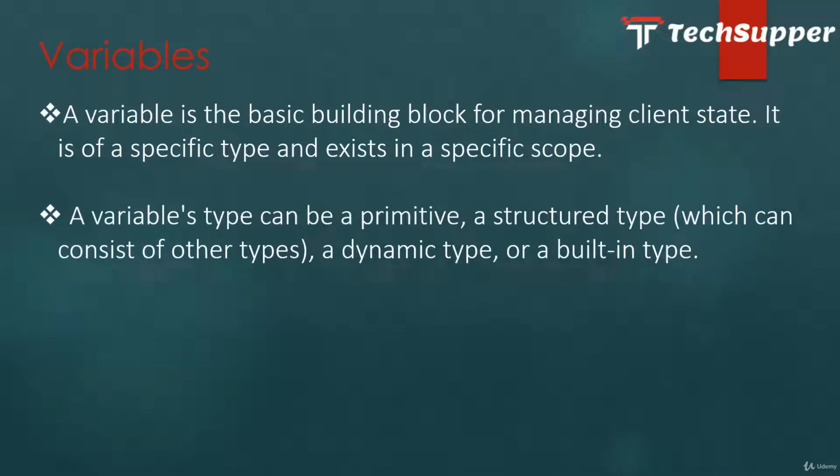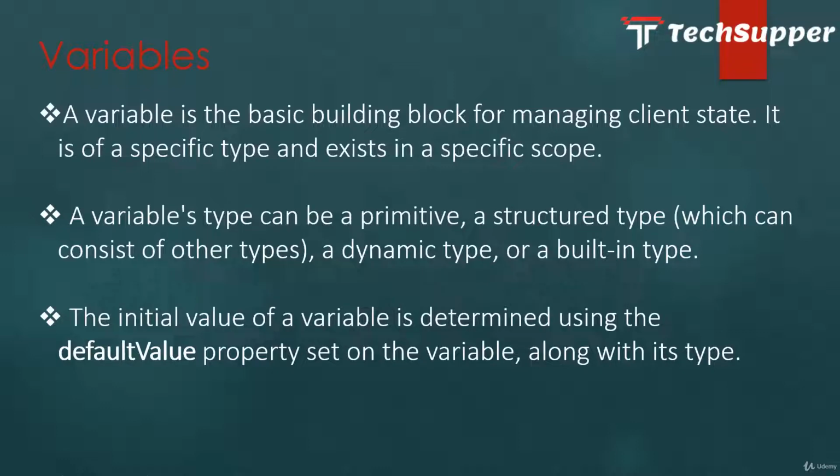A variable's type can be primitive, which is used to hold a string, date, integer, or Boolean. It can be a structured type, which can consist of other types, like an object type, which holds complex data, a dynamic type, or a built-in type. So variables can be of these types.